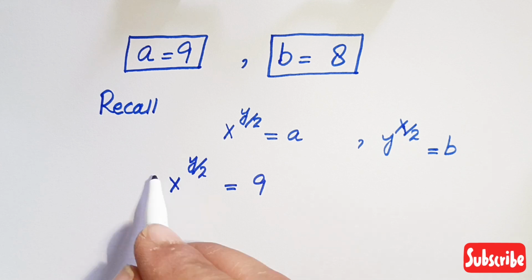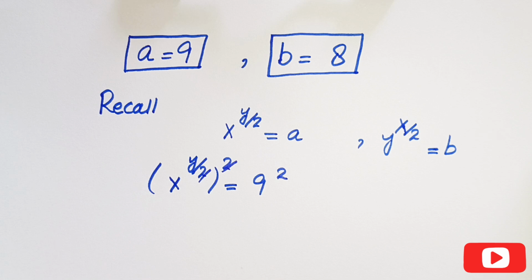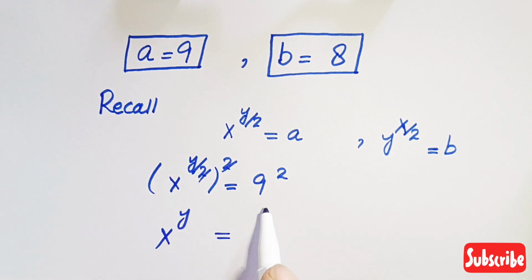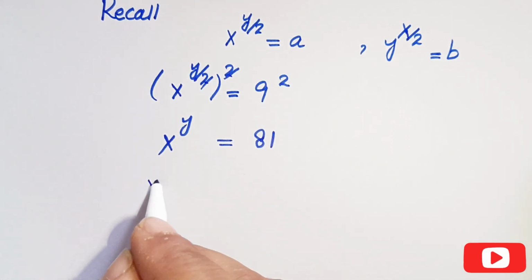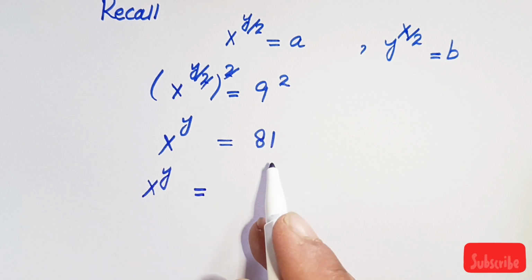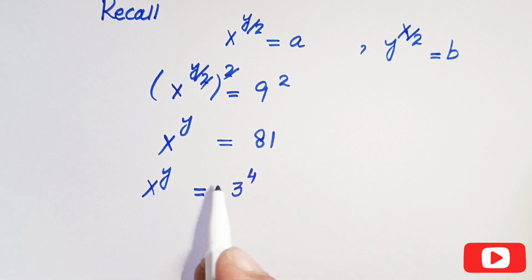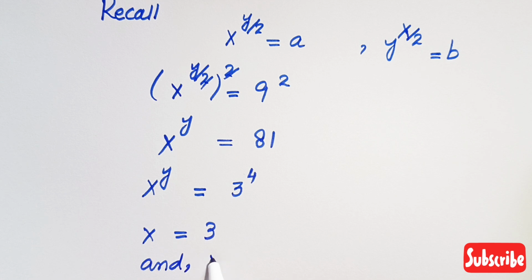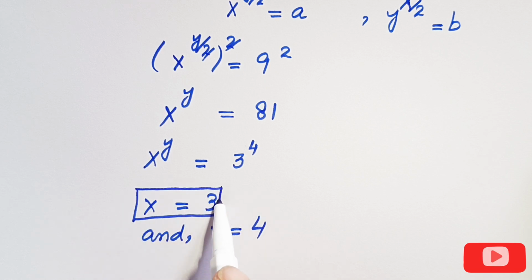Now if we take the square on both sides, then this 2 will be cancelled out with the denominator 2. So we get x to the power y is equal to 9 squared, which is 81. If we factorize 81 as 3 to the power 4, then x will be equal to 3 and y is equal to the exponent, which is 4. So we get x is equal to 3 and y is equal to 4 in the first case.